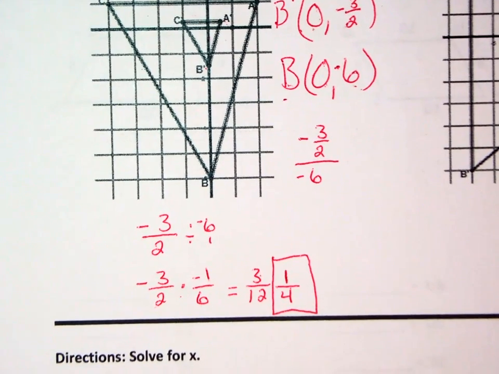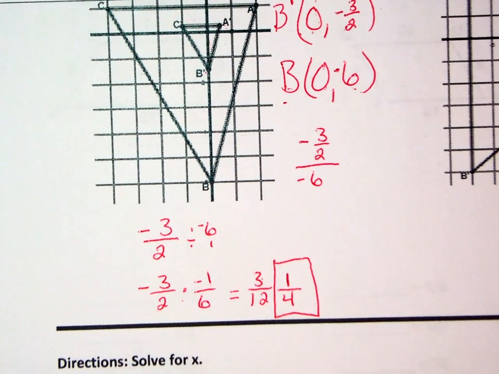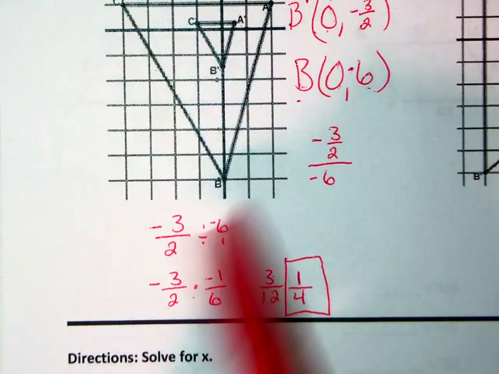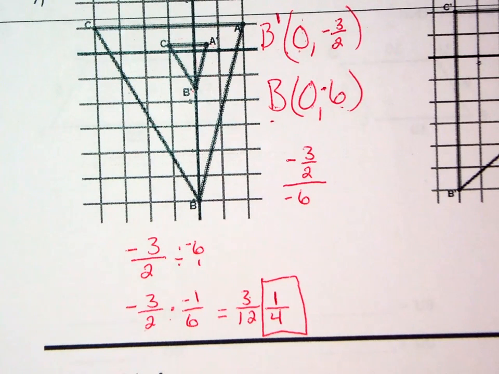Well, now we can look at 1/4 and ask ourselves, does a scale factor of 1/4 cause my pre-image to shrink? Yes, it does. Any scale factor less than 1 will cause my pre-image to shrink. And my pre-image was larger and it shrunk. So a 1/4 scale factor would seem appropriate for problem number 7, the triangle given.